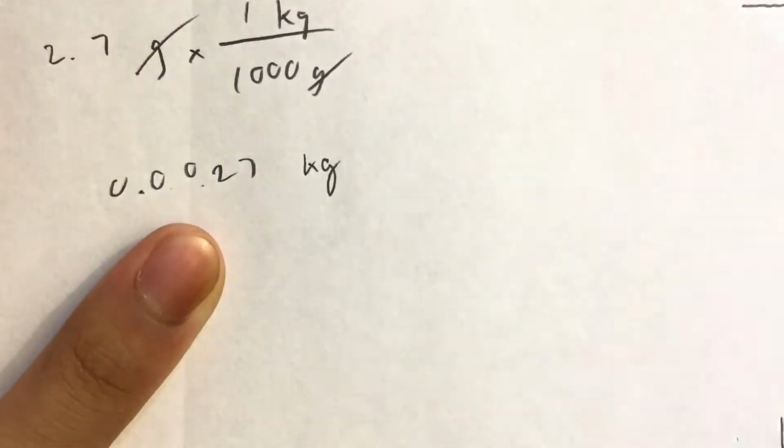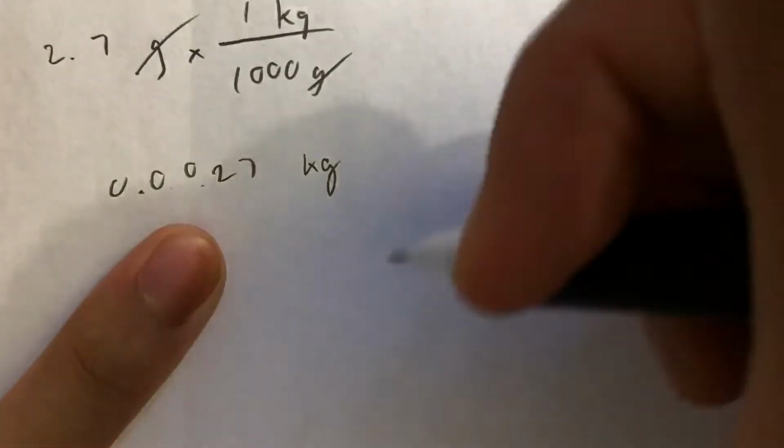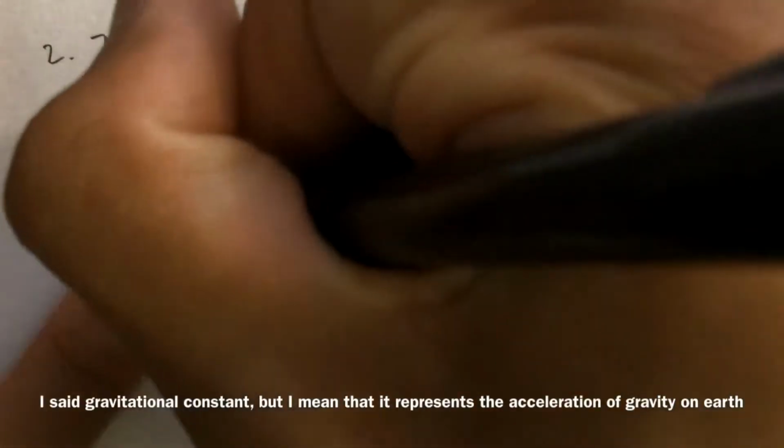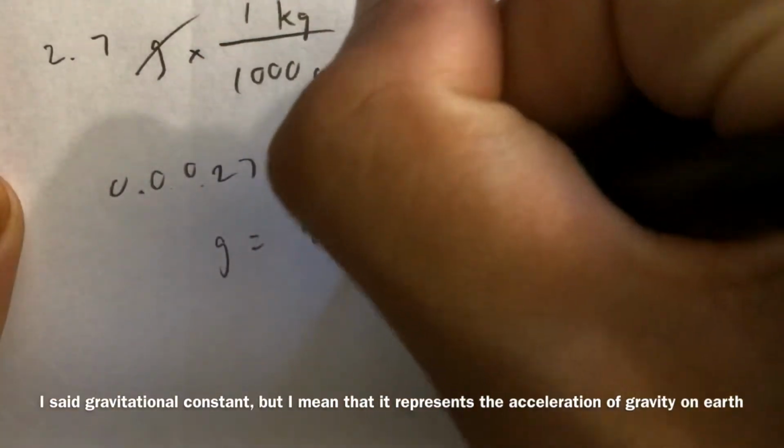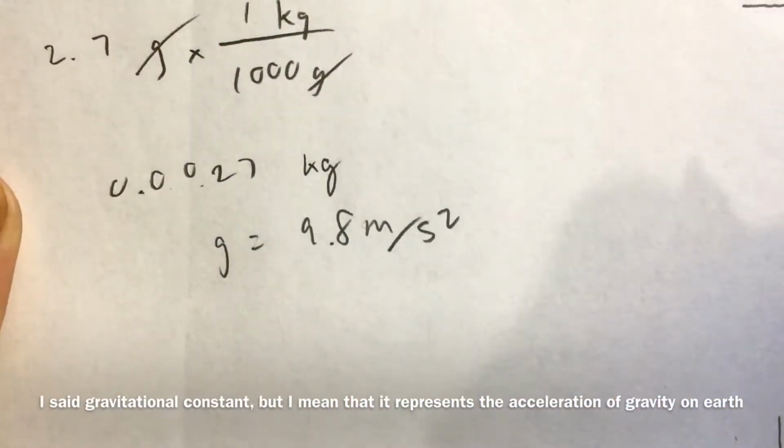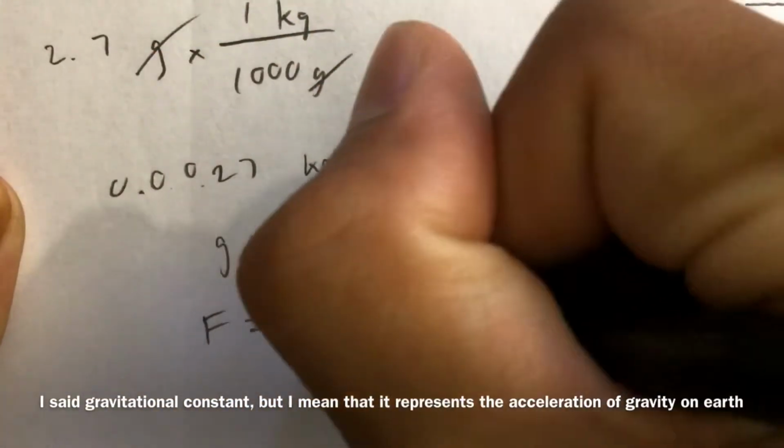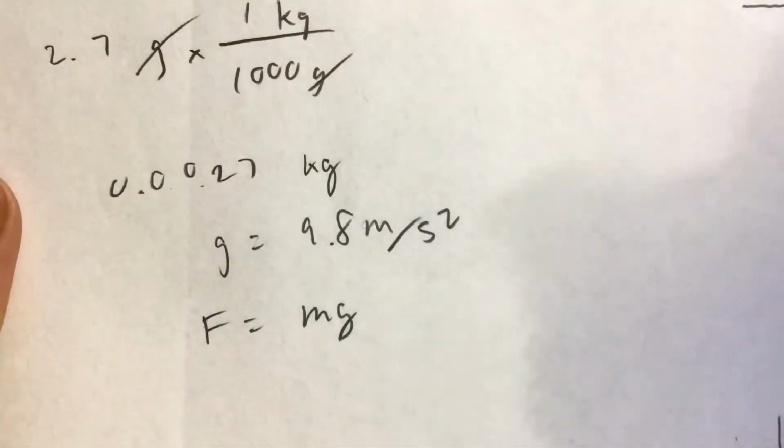Let's say you have a ping pong ball. Ping pong balls usually have a mass of about 2.7 grams. Converting this to kilograms by dimensional analysis gives us 0.0027 kilograms. Now, using the gravitational acceleration, having a value of 9.8 meters per second squared, you can plug it into this equation, F equals mg, and that gives us our gravitational force in newtons.